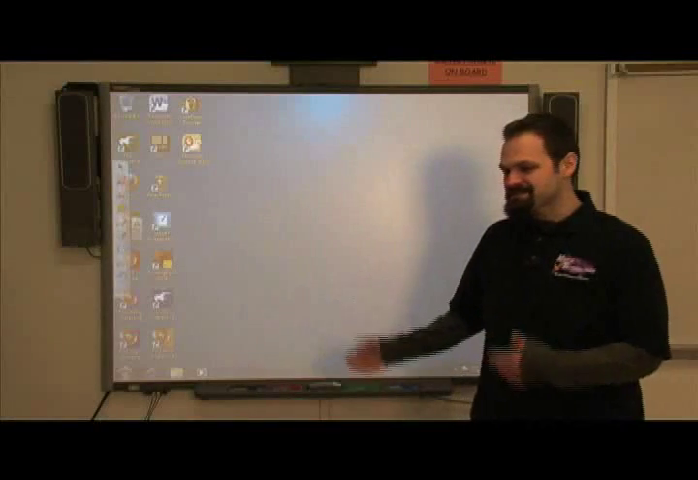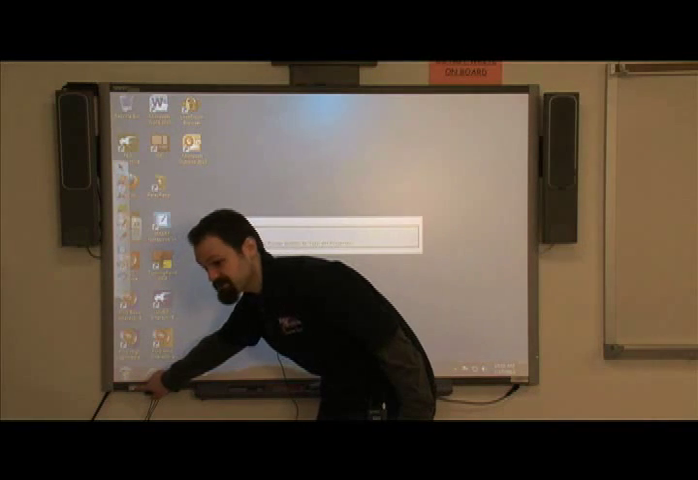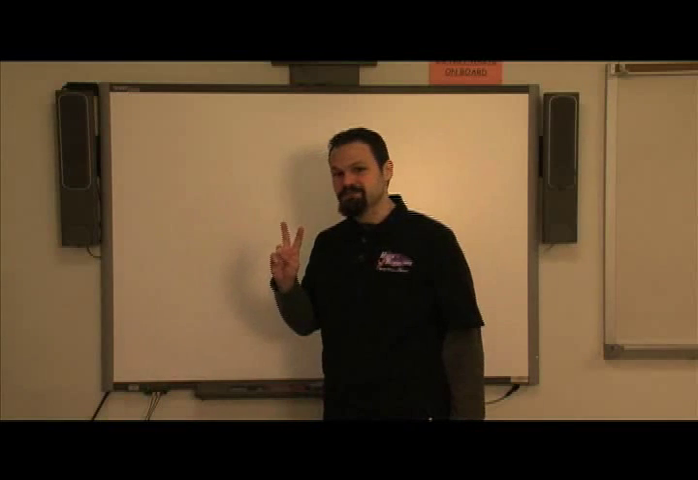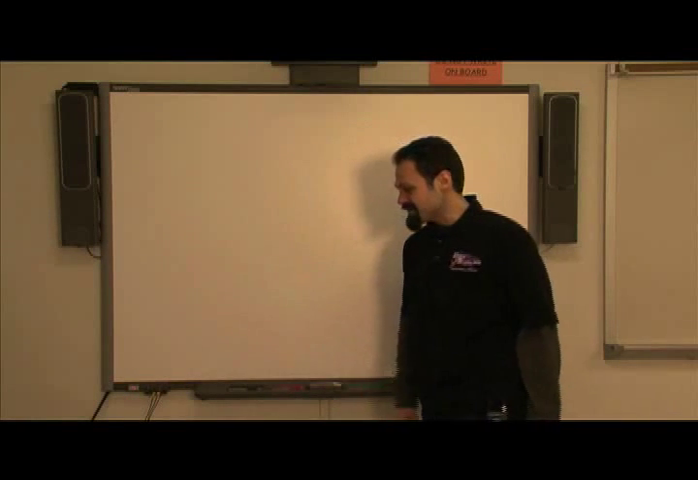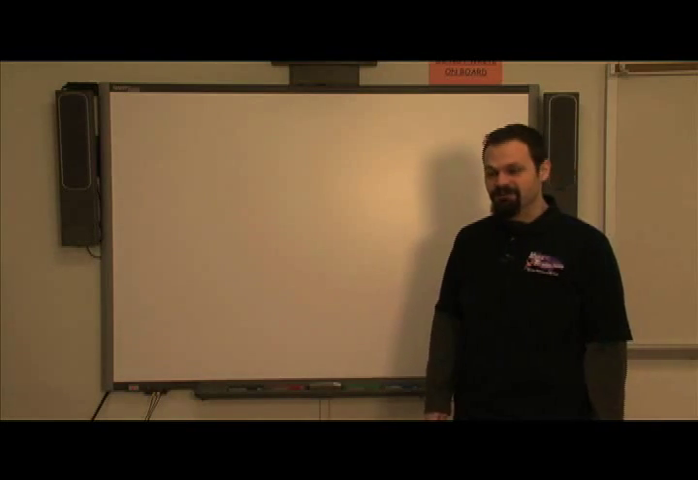When you're done using the smart board, you can turn it off by pressing the same button you used to turn it on. You need to press it twice. Once you've pressed it, the light will blink orange and the projector will cool off.